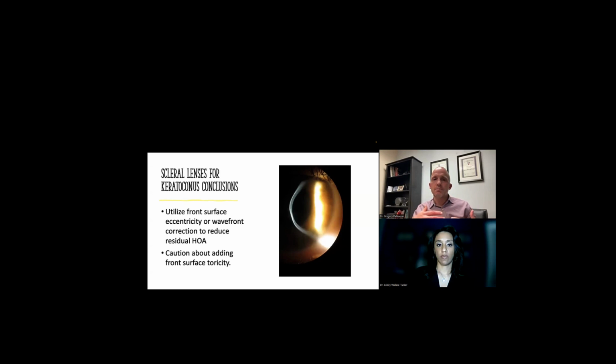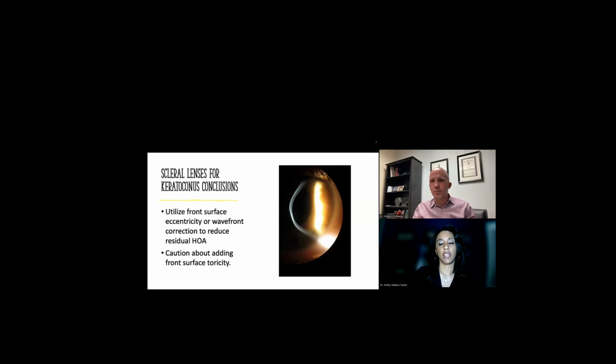I'm actually more of a believer right now in eccentric changes because I'm seeing them work clinically pretty well, and it's pretty easy to do. It's a lot easier to do than adding true wavefront correction. I'm not saying that doesn't have its place. It certainly does, but I think eccentricity for this population of patients may have a lot of value.